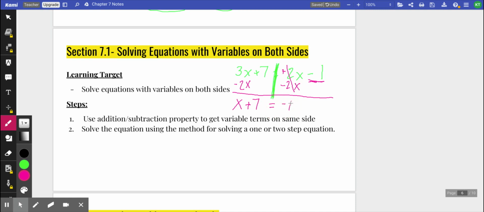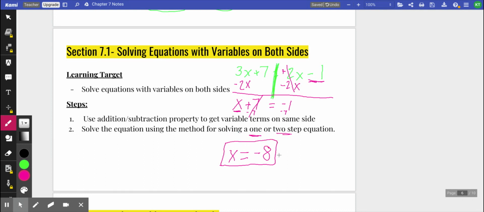Now this should look like the equations that we looked at in section 7.0, or review of chapter 3. And this is a one-step, right? So solve the equation using one or two steps. Sometimes it might result in a two-step equation. Here it's just a one, right? Because here's my variable term. If I inverse 7, that would cancel. I'd end up with x equals negative 1 minus 7, which would be negative 8.